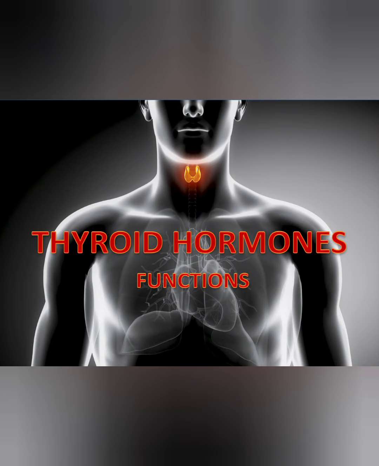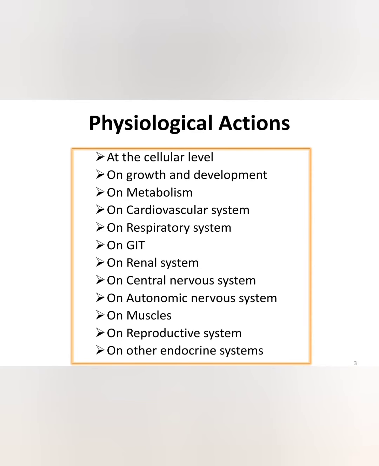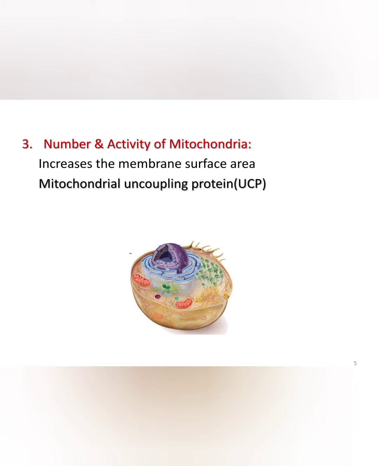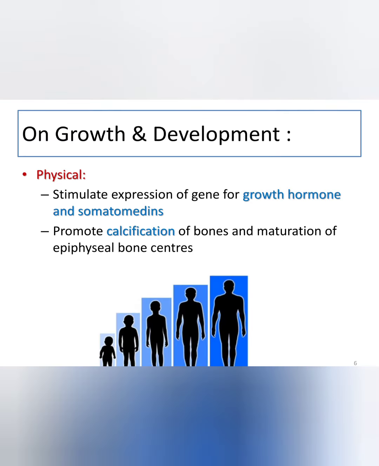Let us assume that the faculty has taken a class on functions of thyroid hormones. She has first listed down that we have to write the functions of thyroid hormones under 12 different subheadings. And secondly, she has started to explain about the role of thyroid hormones or its function at cellular level and its role in growth and development.